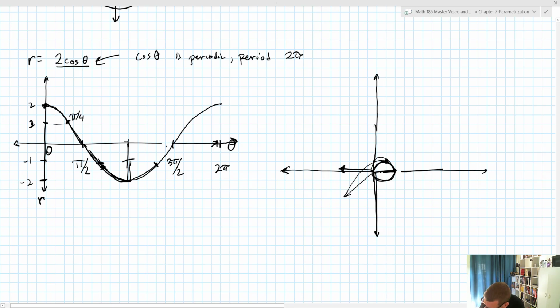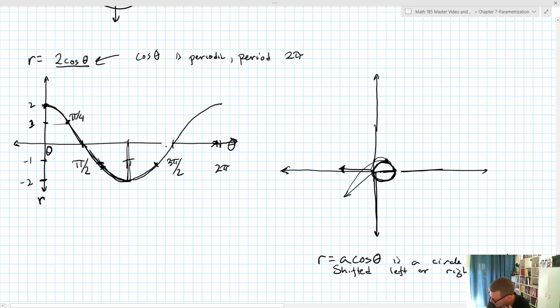So what we get here is the equation of a circle, but this circle has a different center. It's no longer centered at the origin. Instead, it's centered at, in this case, (1, 0). So we see that r equals a cosine theta is a circle as well, but it's been shifted. We're going to look at how we can find the equation for that circle, but it's a circle as well, and it's been shifted left or right.